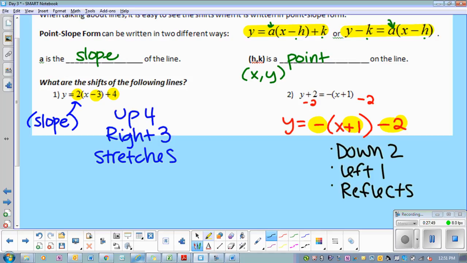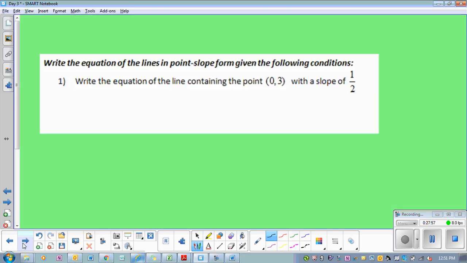All right. Any questions? Okay. All right. So the next part, you're going to write the equation of the line in point slope form. Okay, and they're going to give you information. So they said write the equation of the line containing the point 0, 3 with a slope of 1/2.